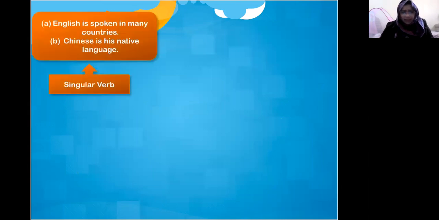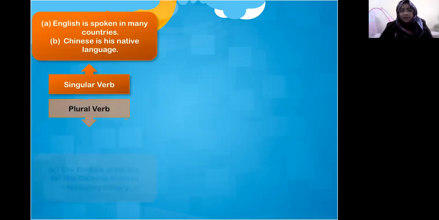Here, see this example of singular verb. English is spoken in many countries. Chinese is the native language. It's quite clear so far. I hope you have understood. English is the third person and a singular name of something, some language. So we are saying that English is spoken in many countries. Chinese is his native language.